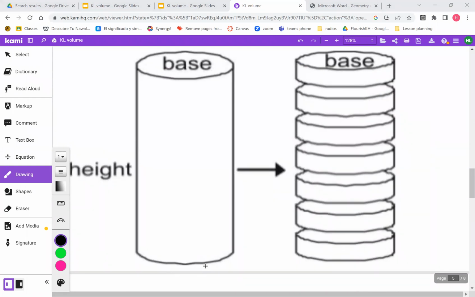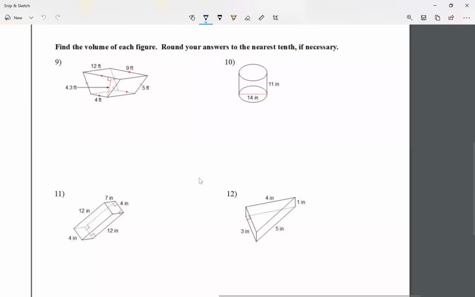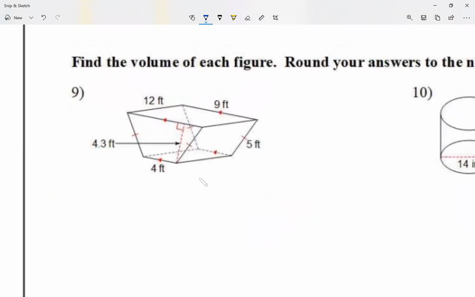Okay, now that we understand this, let me come back to our notes here, questions 9 through 12. Looking at 9, I'm going to start by looking at a shape that is not a rectangle, right? Because that's going to be the area of the base. So I can see I have a trapezoid. First thing I start looking at again is the base, because I know volume is going to be the area of the base times the height. Okay, so the base is a trapezoid.